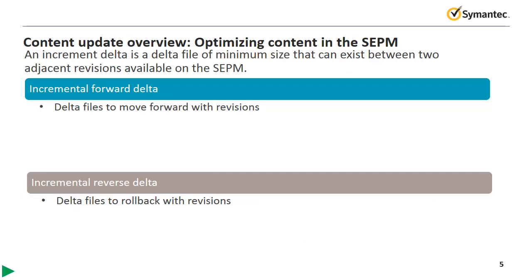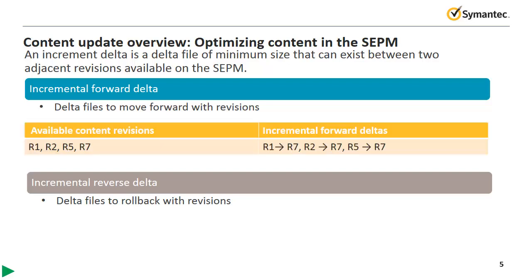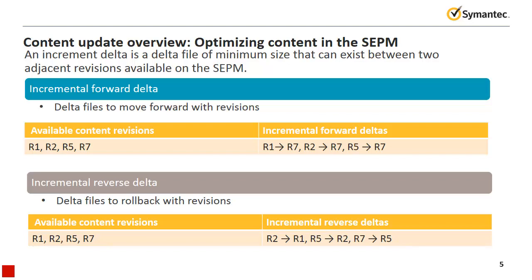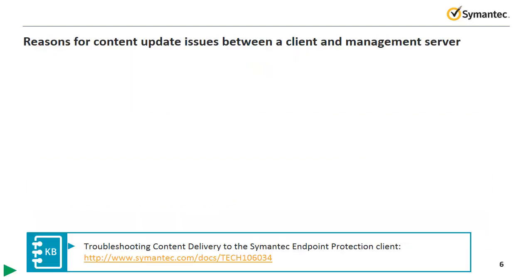An incremental delta is a delta file of minimum size that can exist between two adjacent revisions available on the SEPM. There are two types of incremental deltas available. Incremental forward deltas allow the SEPM to create content changes between a previous and future revision. Incremental reverse deltas enable you to roll back revisions and have the client download the changes using a delta. See examples of both types on the screen.